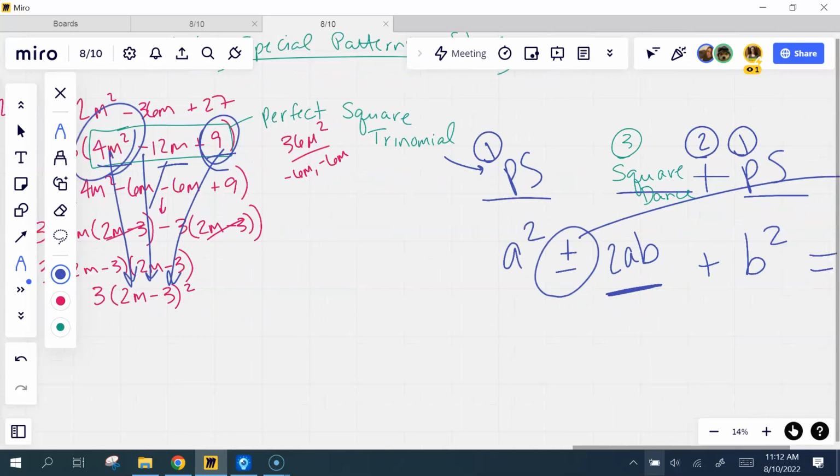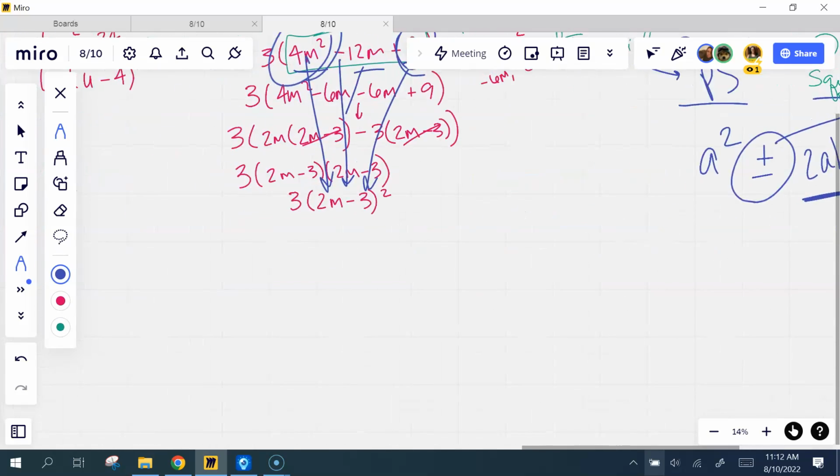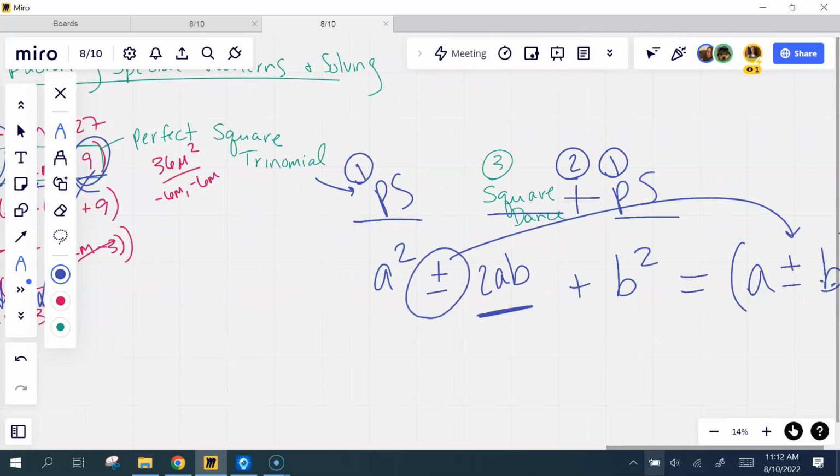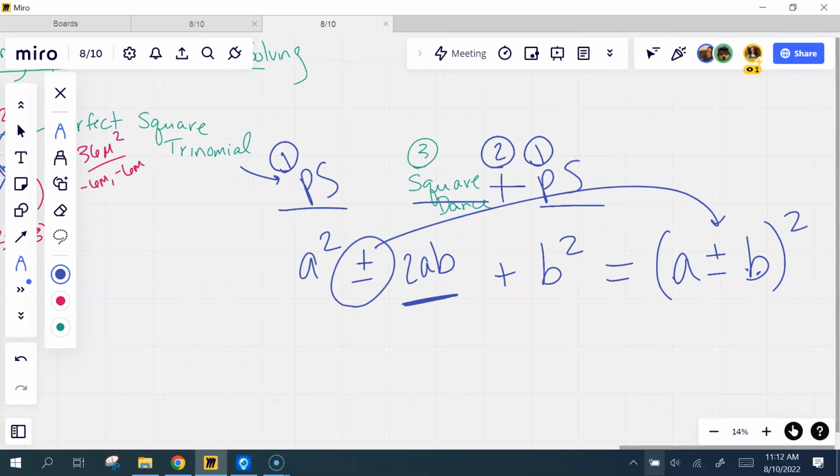Like I thought. Let me give you a couple. You tell me perfect square trinomial or nah. Oh my goodness. What last thing?